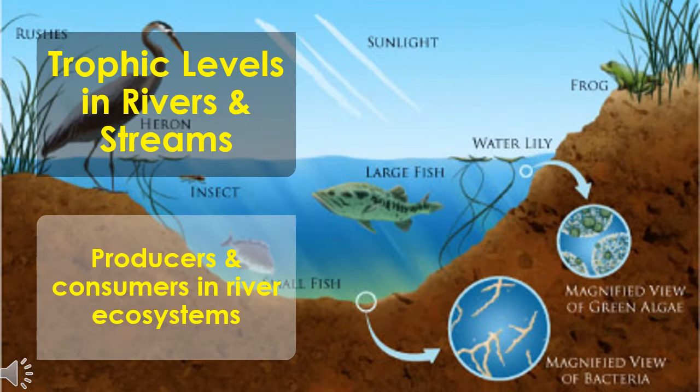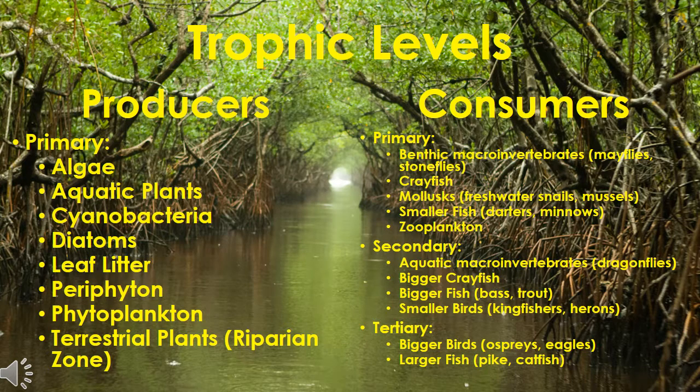The trophic levels in rivers and streams. These are the producers and consumers in river ecosystems. These are some examples of the trophic levels in rivers and streams. The primary producers are algae, aquatic plants, cyanobacteria, diatoms, leaf litter, periphyton, phytoplankton, and terrestrial plants such as the riparian zone. Some primary consumers are benthic macroinvertebrates such as mayflies or stoneflies, crayfish, mollusks, freshwater snails or mussels, smaller fish, darters or minnows, and zooplankton.